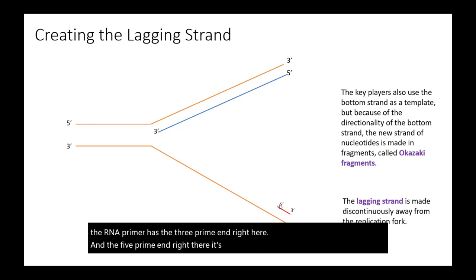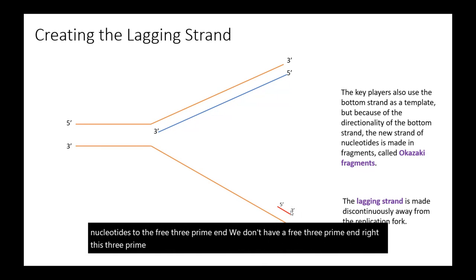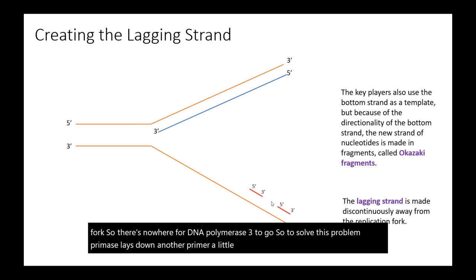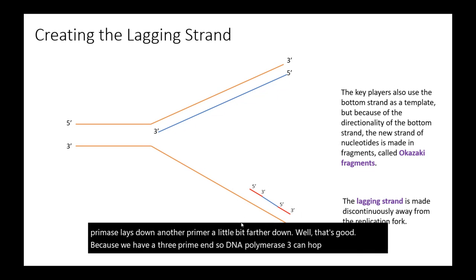It's just anti-parallel. But this is a problem because remember, DNA polymerase 3 can only add nucleotides to the free 3' end. Well, we don't have a free 3' end, right? This 3' end is the end of the molecule, or at least of that replication fork. So there's nowhere for DNA polymerase 3 to go. So to solve this problem, Primase lays down another primer a little bit farther down. Well, that's good because now we have a 3' end. So DNA polymerase 3 can hop on and fill in that gap.